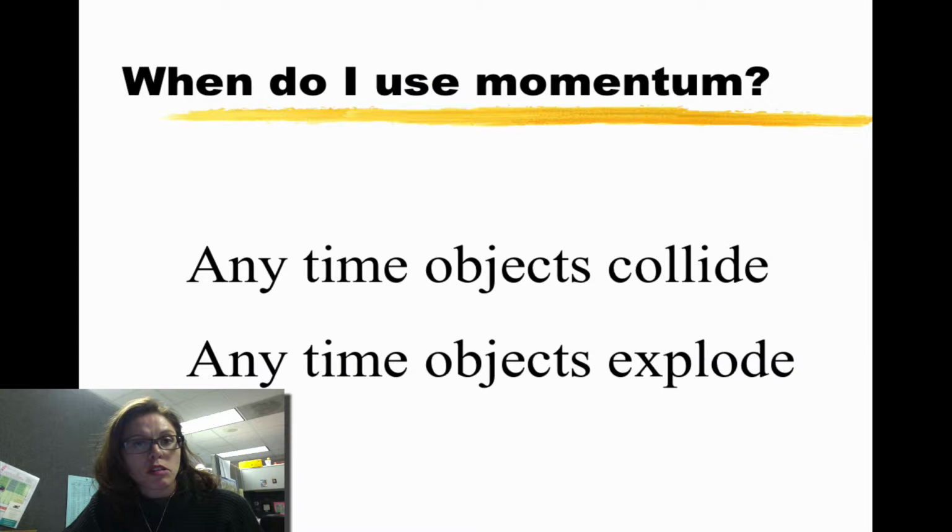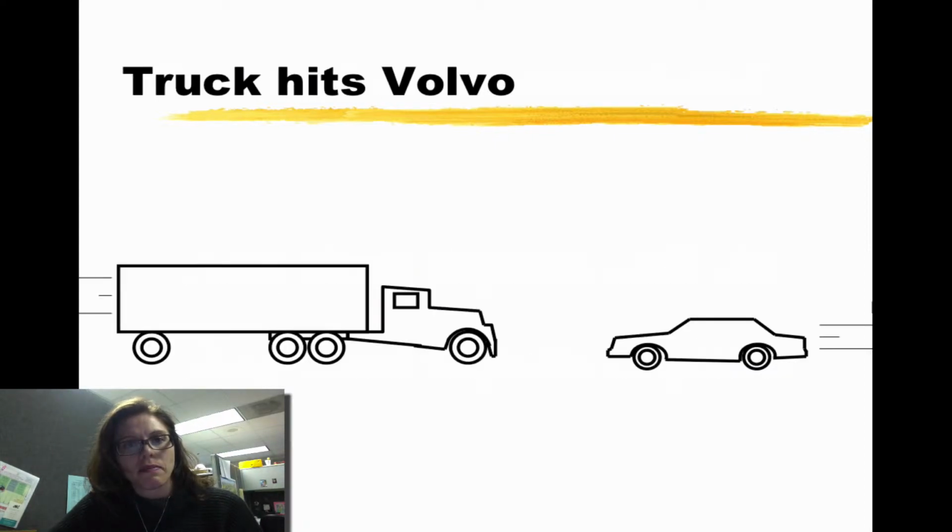So when do you use momentum? Anytime two or more objects collide, you will use momentum. Anytime two objects explode, you will use momentum. An explosion is just an opposite collision. Collisions go towards each other, explosions go out. You will use momentum. So let's look at this example of a truck hitting a Volvo.